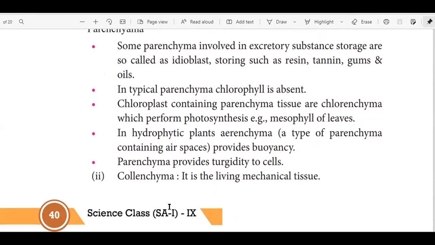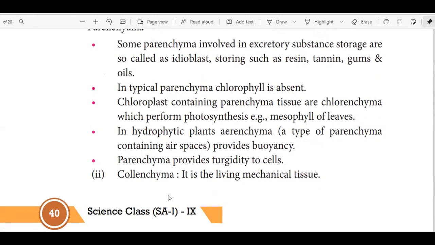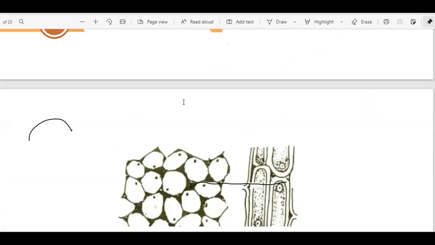Now moving further, that is the collenchyma. Collenchyma tissues are those tissues that provide support, or we can say flexibility. It is a living mechanical tissue. These living mechanical tissues provide support. Our twig, the branch, we bend it and it comes back to its original shape. Why does it come back to its original shape? Because of the presence of collenchyma tissue. So collenchyma is a supporting tissue that provides support and strength.